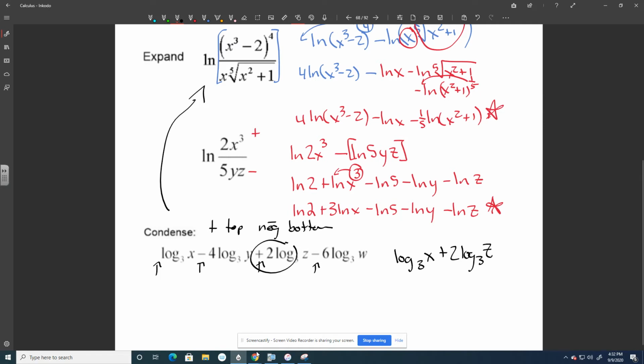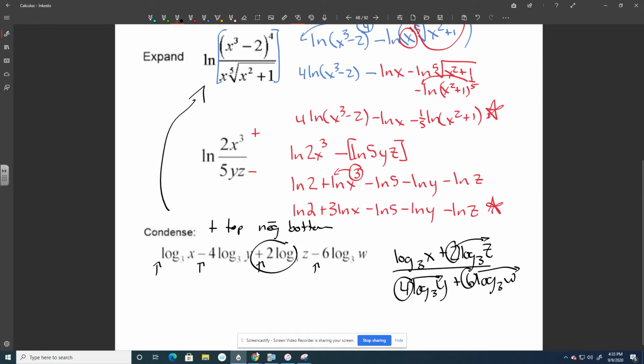Now, it doesn't matter what my base is. As long as all my bases are the same, they can all go together. And then on the bottom, I've got my minuses. So the 4 log base 3 of y, and this one right here, 6 log 3 of w. So I'm going to just condense those a little bit more. I'm going to put them all into one function. So this 2 right here goes up with my z. This 6 goes up with my w. And this 4 goes up with my y.